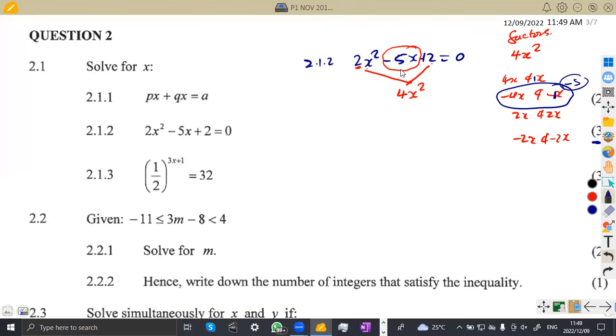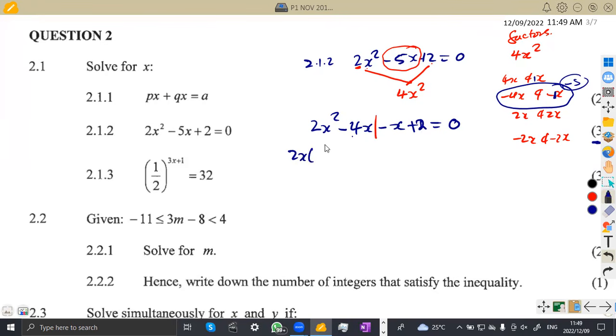In place of negative 5x, we are now going to replace it with these two factors, which are negative 4x and negative 1x, which is the same as negative x. So you have replaced the middle term, but the other terms remain as they are and also equal to 0. Remember, it's an equation. As you can see, we've got 4 terms, just like that previous part. So now we can factor by grouping the first 2 terms.